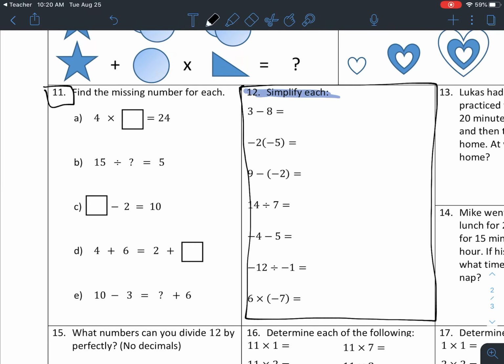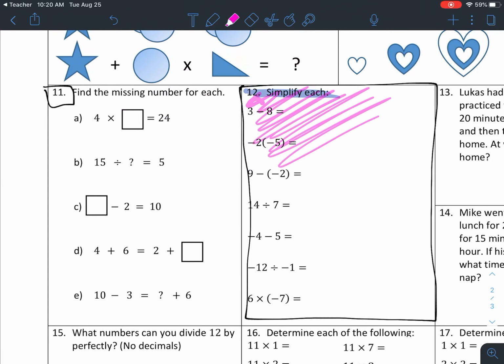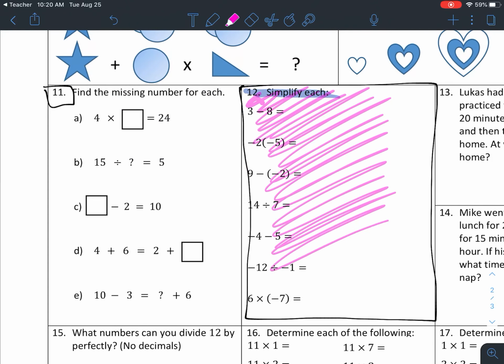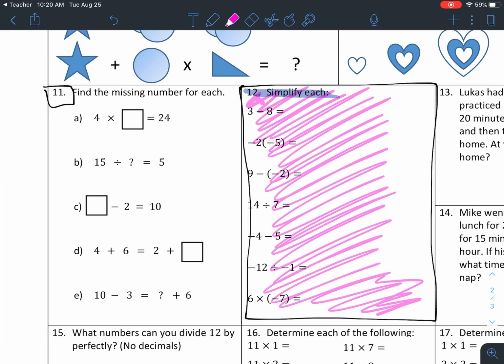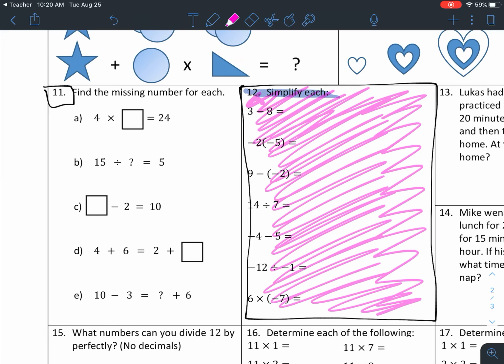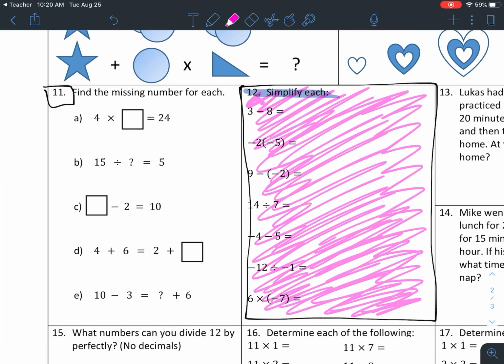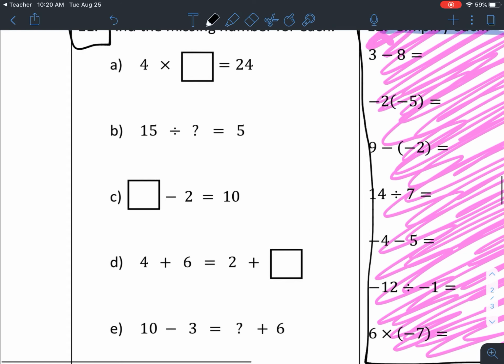Okay, make sure you do this one. I'm going to highlight in pink. This entire box needs to be done. You need to do that. So do not skip this assigned part right there, please. Okay, that's all I'm asking you to do on your own. Is that simple box right there. Now, we're going to look at 11, and then you guys will have time to do 12 on your own.